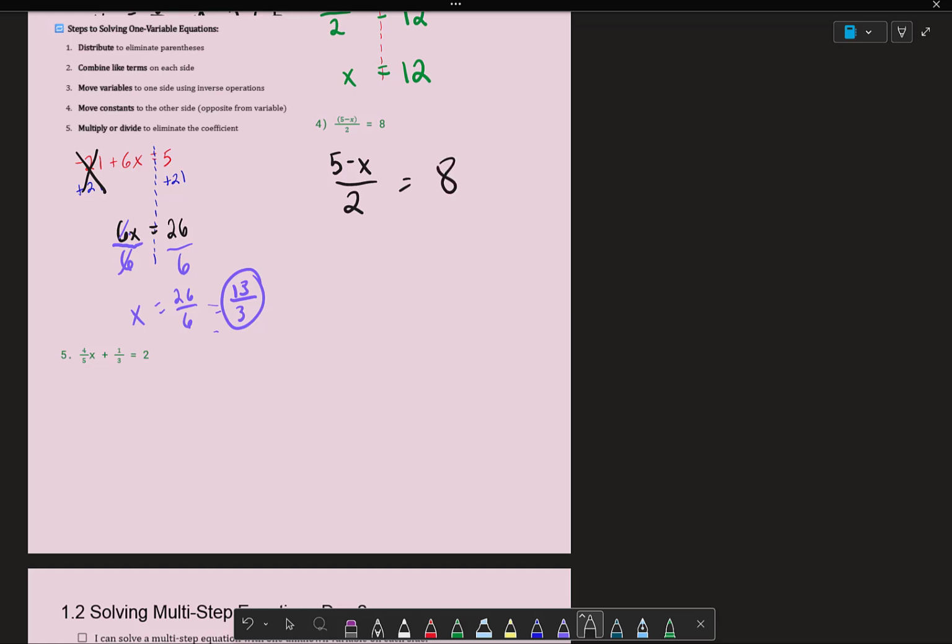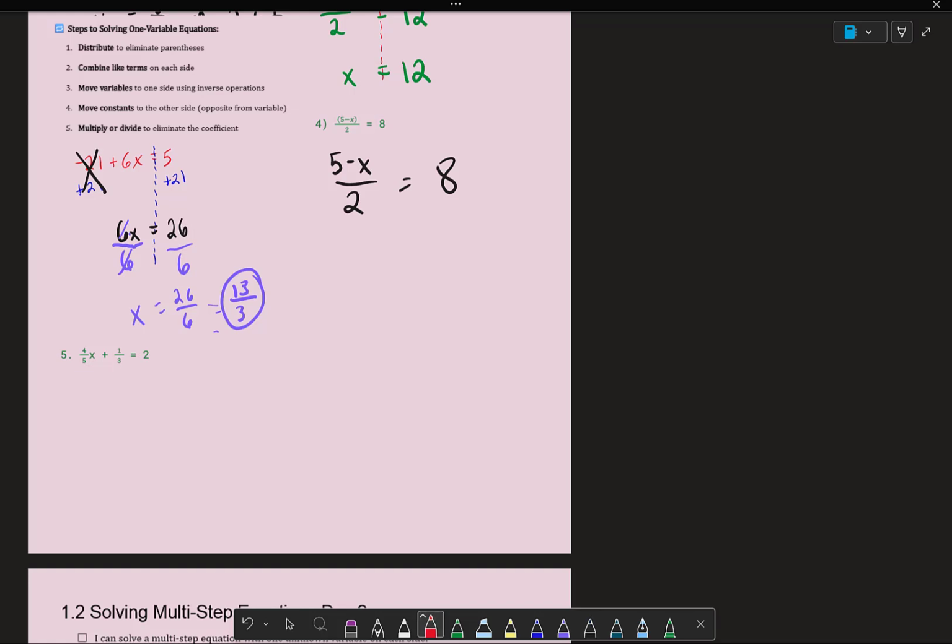Step 2 is combine like terms on each side. So again, there's no like terms because we have a 5 minus x over here. So one's a constant, one's a variable. So we can skip step 2. Step 3 says move variables to one side. We can skip that step. There's only one variable. Step 4, move constants to the other side opposite from the variable.